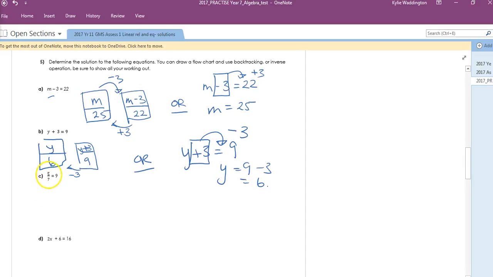For the next one, we've got r divided by 7. Again, we can use our flowchart. r divides 7 is equal to 9, which means r is equal to 9 times 7, which gives us 63.